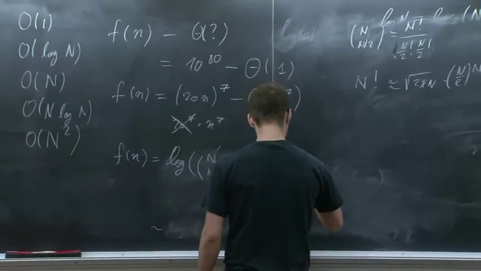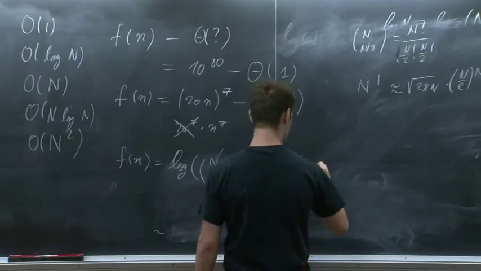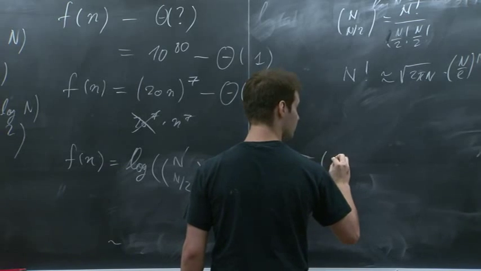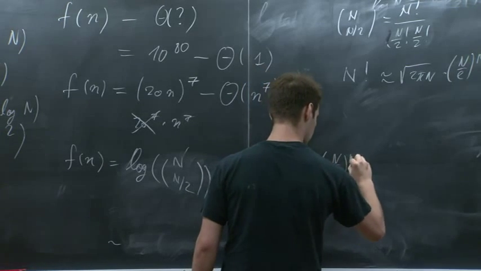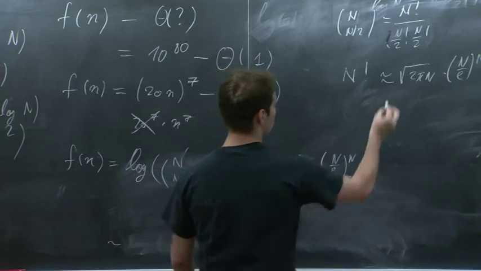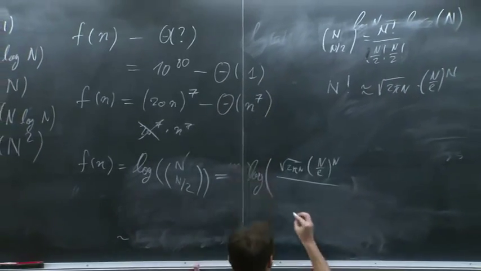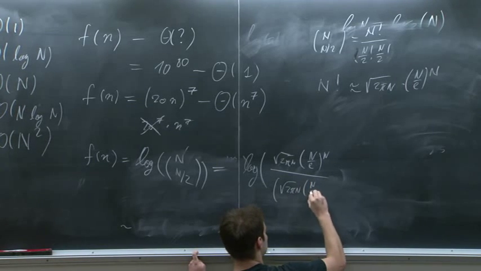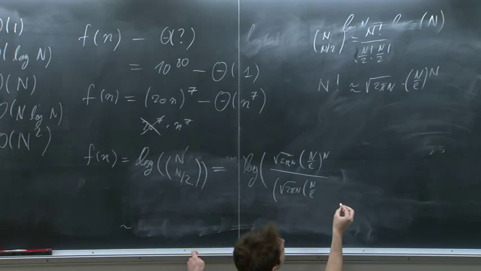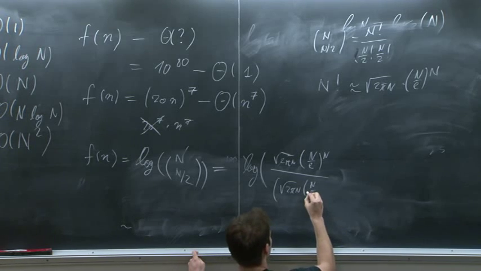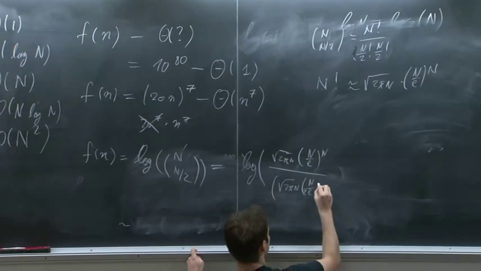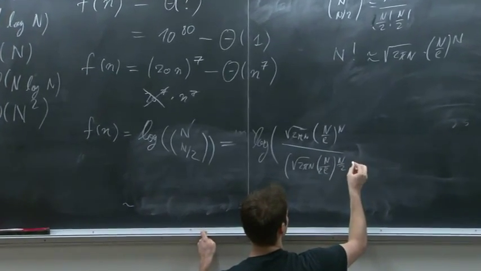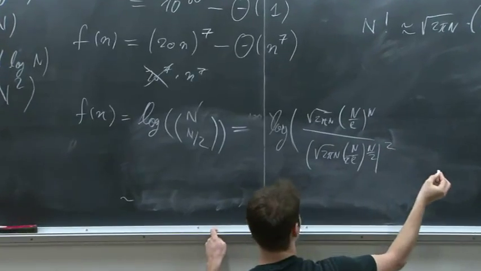Okay, so it's log of square root 2 pi n multiplied by n over e to the power of n. I'm going to put these two together. So 2 pi n over... there's an n over 2 there, right? So it's n over 2e times n over 2 to the power of 2.